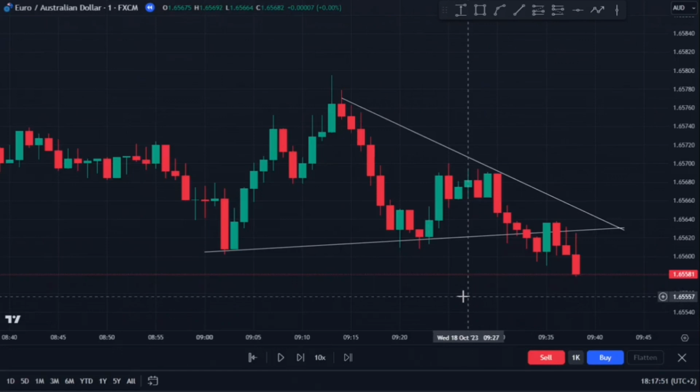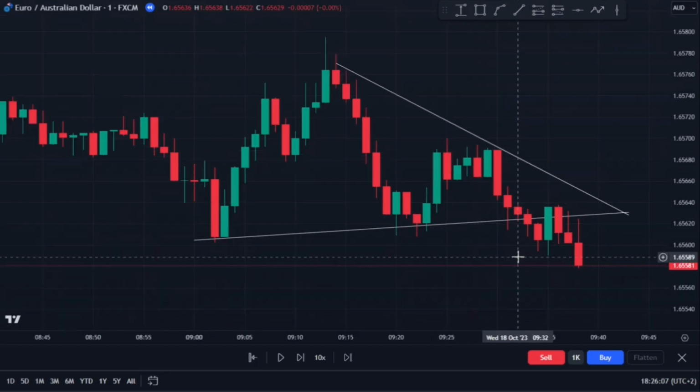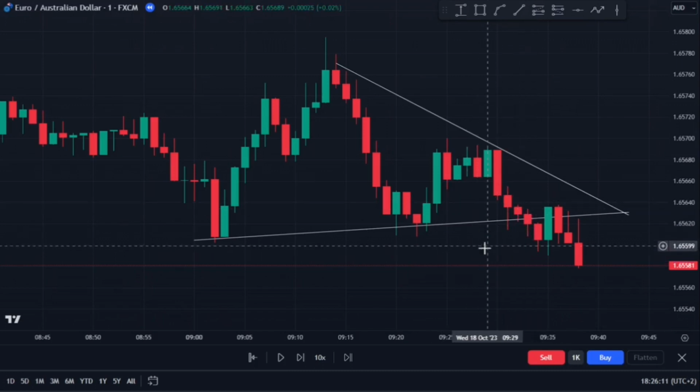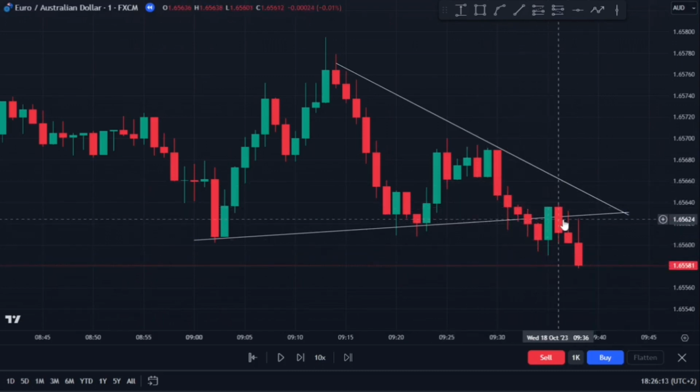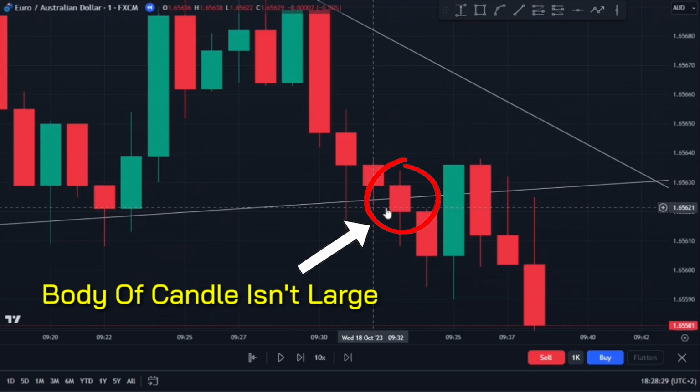So the first thing we need to do is identify what breakout pattern this is. And I can confirm that this is a symmetrical/descending triangle breakout pattern. Once the breakout pattern has been confirmed, all we have to wait for is a break of support, which happens right over here. Here we can see the price break below the support level on the close of this candle over here, but the body of the candle is not large enough, so therefore we would not open a sell position over here.